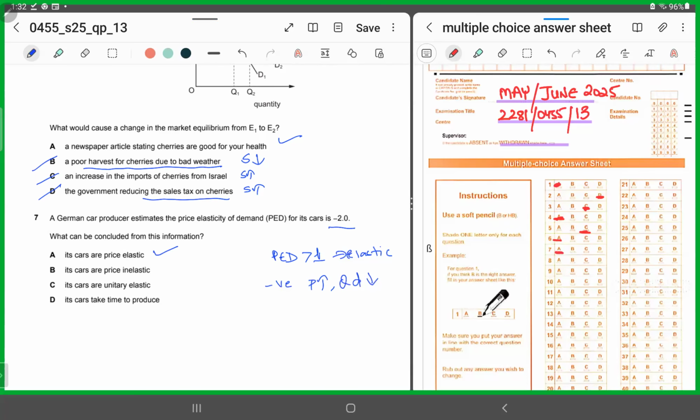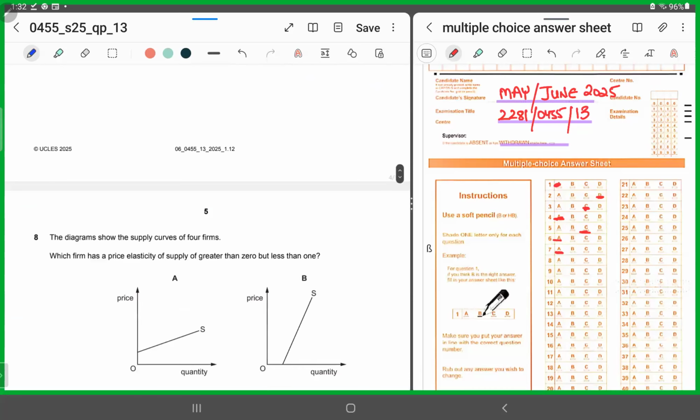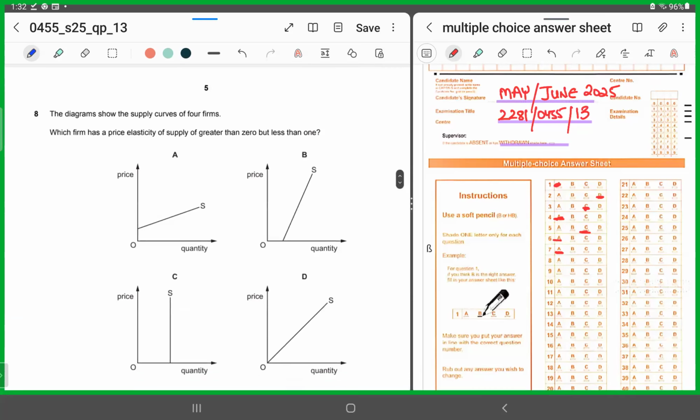Alright, number 8. The diagram shows the supply curves for 4 firms. Now, A, B, C, and D are all 4 firms, and each supply curve is displaying its supply. Which firm has a price elasticity of supply of greater than 0 but less than 1? That means the price elasticity of supply should be greater than 0 but less than 1. This means we are talking about what?